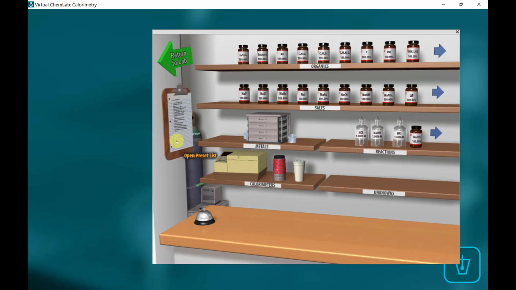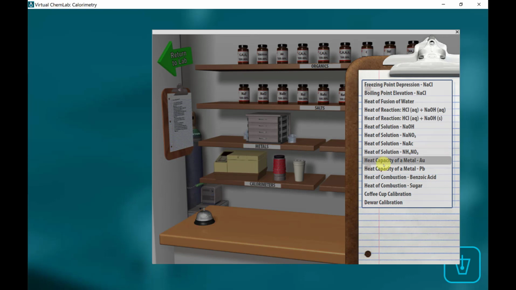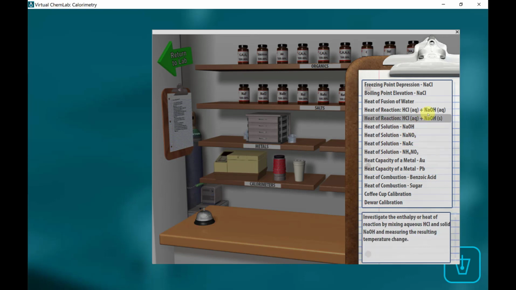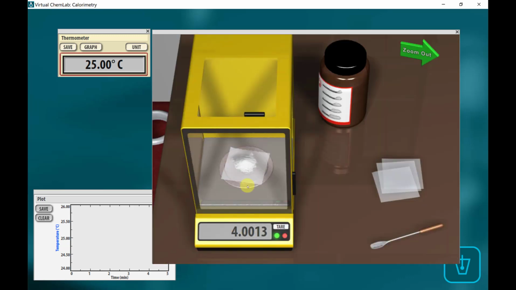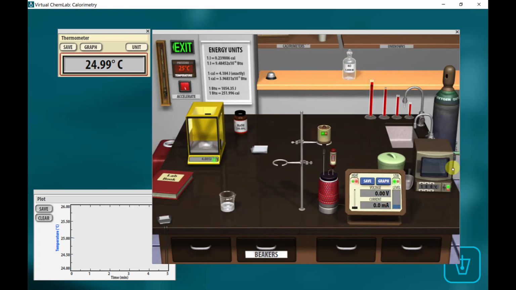Click on the clipboard, and we're going to find heat of reaction HCl plus NaOH. Notice that there's two of them here. For part 2, you want to choose the one with sodium hydroxide as a solid. And we have sodium hydroxide here again on the balance, and you want to record that mass. And then we have a beaker here with 100 mils of 1.000 molar HCl on the lab bench.